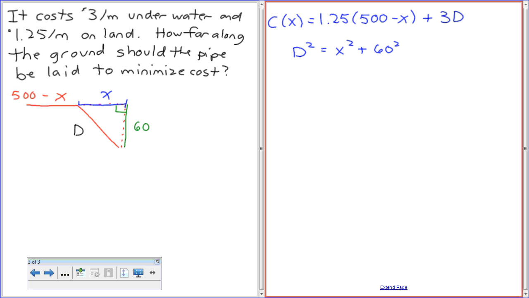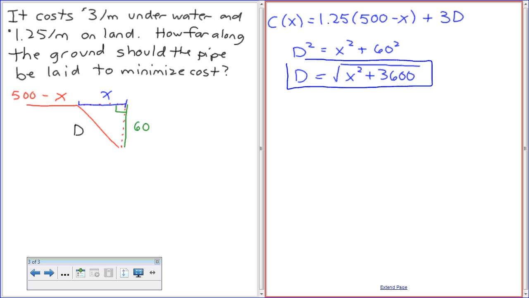Because this is underwater, underwater costs $3 for every meter. So D is going to equal the square root of x squared plus 3600. Is everyone okay on that? You can't just square root each part, it's the square root of the entire thing. So therefore my equation is C of x equals 1.25 times 500 minus x plus 3 times x squared plus 3600 to the 1/2.